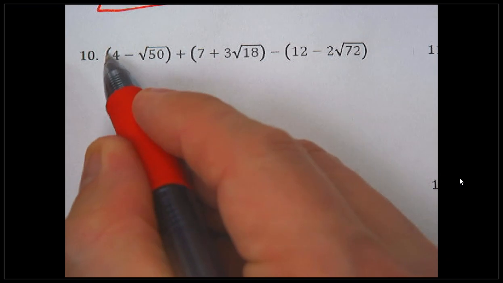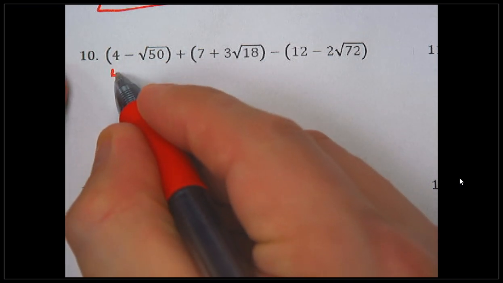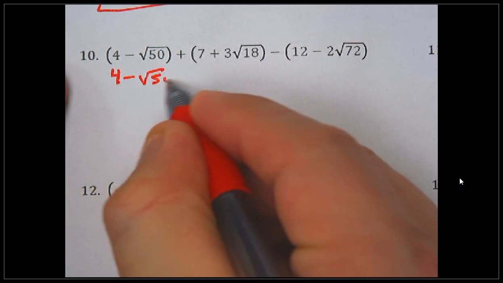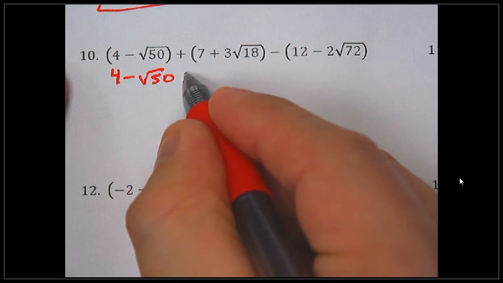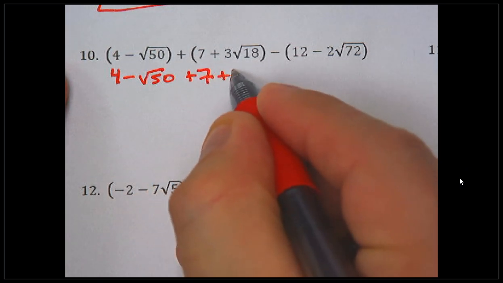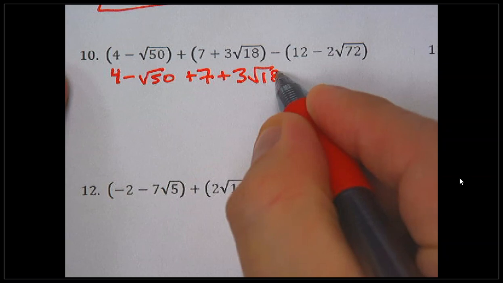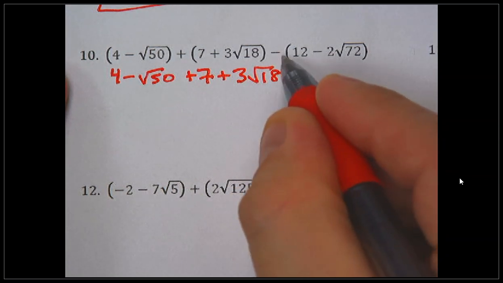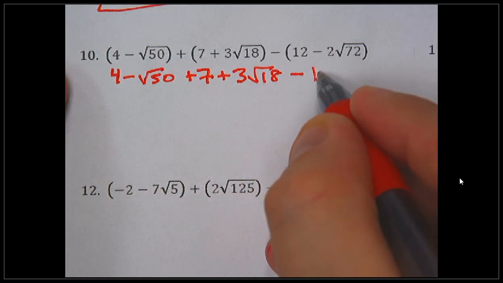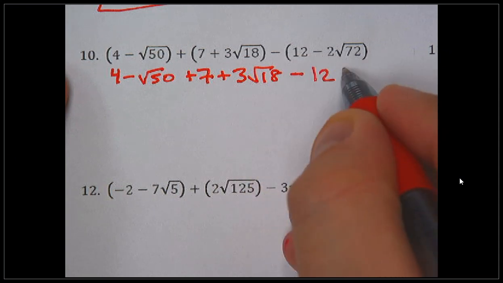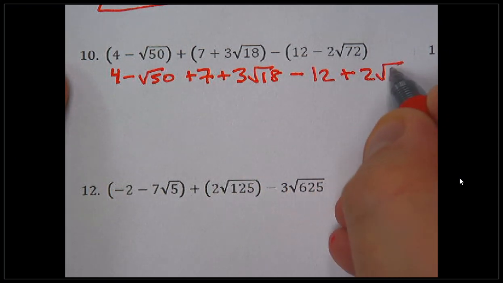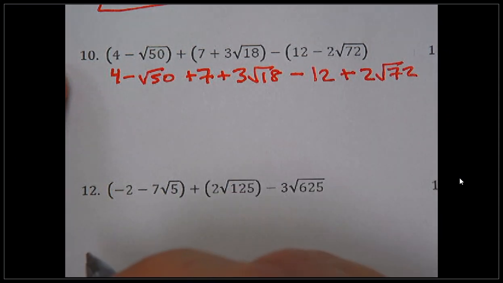I'm going to distribute the implied 1. That's going to give me 4 minus the square root of 50. Distribute the implied 1 here. That's going to give me 7 plus 3 times the square root of 18. Minus, I'm going to distribute the negative 1. That's going to give me negative 12. Negative times the negative is a positive 2 times the square root of 72.